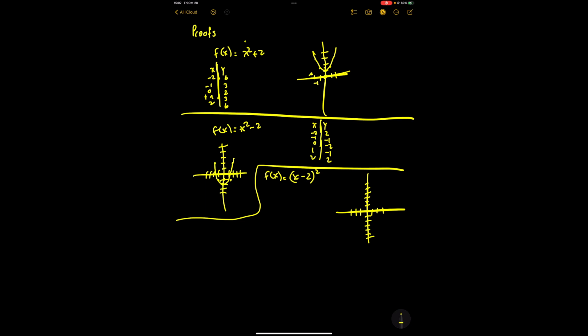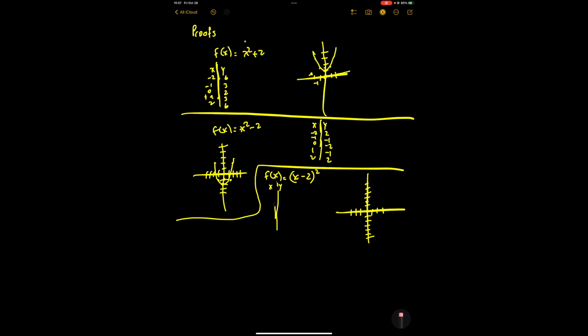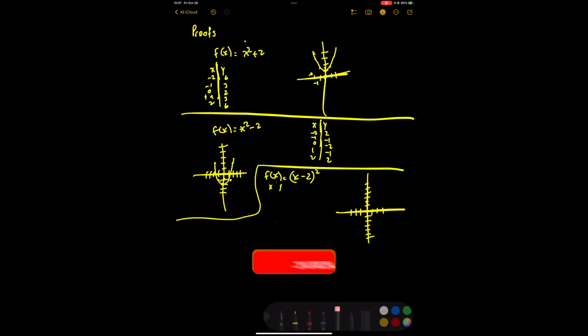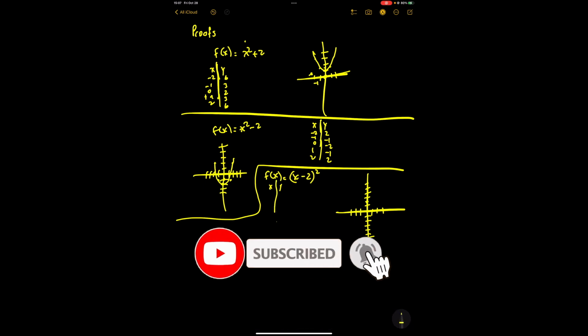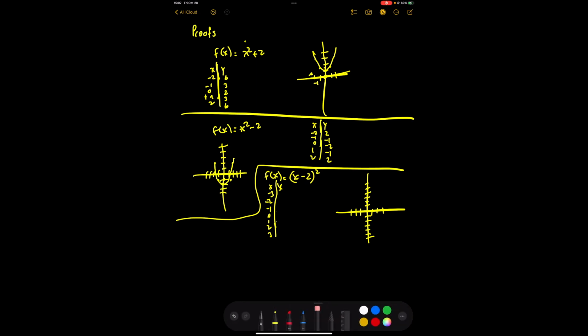So let's say we have x and y again. We're going to do -3, -2, -1, 0, 1, 2, and 3. So we have 3 minus 2 is equal to 1. Nope, -3 minus 2 is equal to -5. Actually, I am not gonna be using -3 because it's gonna be way too big.